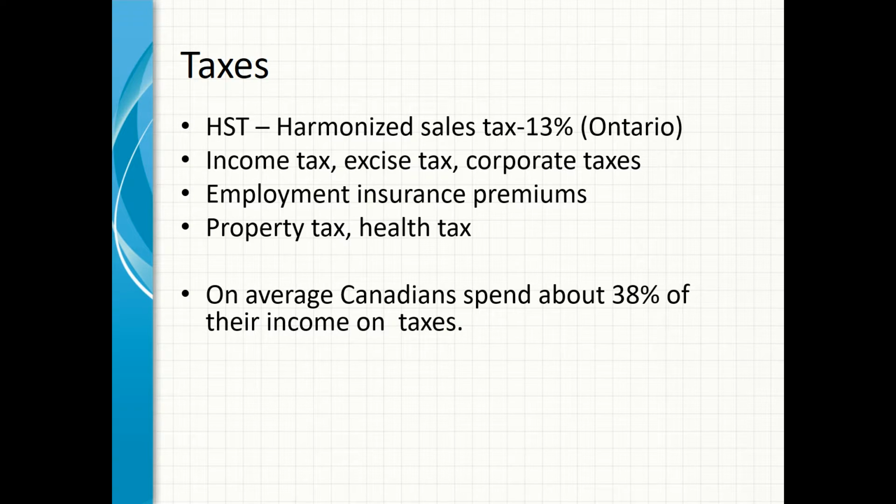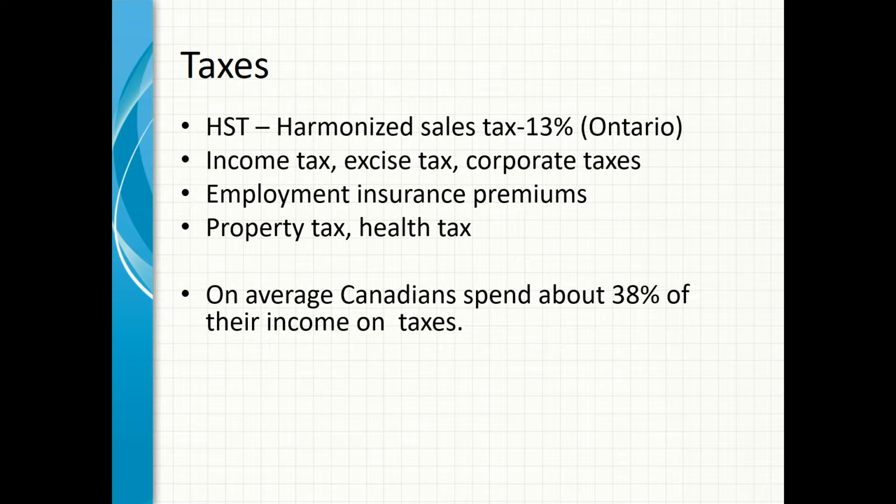So on average, a typical Canadian will spend 38% of their income on taxes. So a typical Canadian makes about $40,000 a year. That's their salary before tax. That's what we call their gross pay. So 38% of that will go to pay for all the taxes that you see above. So not quite half, but a significant amount of money.